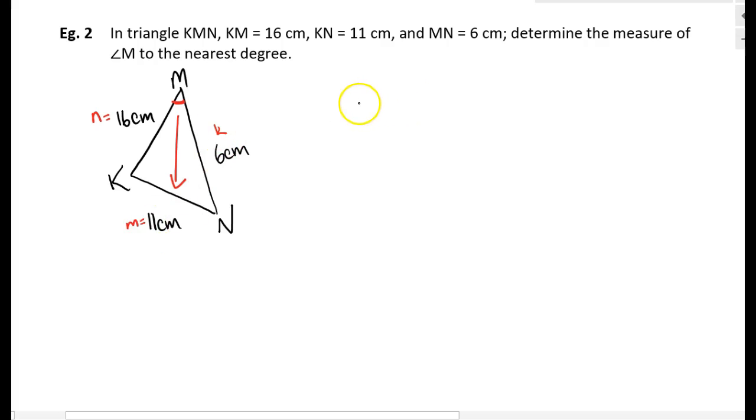So again, I like to write my formula out first so that I can try and avoid plugging in things incorrectly, because that usually leads to missed negatives or multiplying things that are supposed to be adding, or dividing things that we're supposed to be multiplying. Any number of different scenarios can occur if I don't write my formula first. So I start with m squared. Remember, opposites are on opposite sides of the equation. So m squared equals n squared plus k squared minus 2nk cosine of angle M.